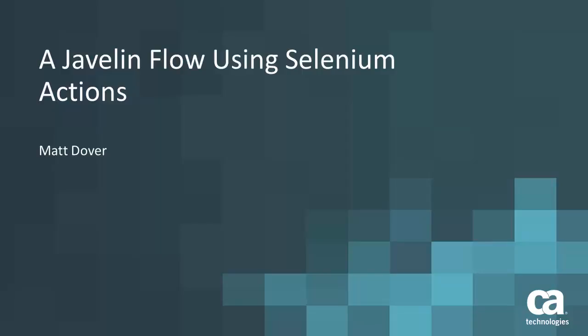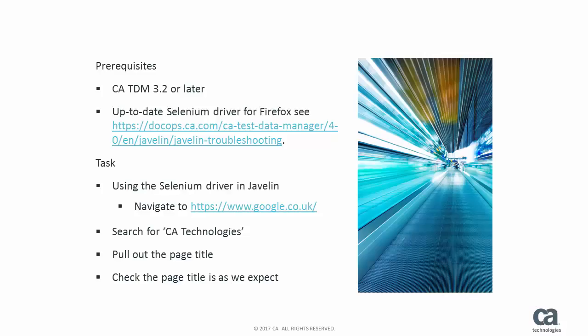In this video, we are going to look at a Javelin flow using some Selenium actions. The prerequisites for creating this flow are having CATDM 3.2 or later, and also having up-to-date Selenium drivers. If you're having this problem where you can't open your web browser in Javelin, then it's likely that the issue can be resolved by following this link on the slide.